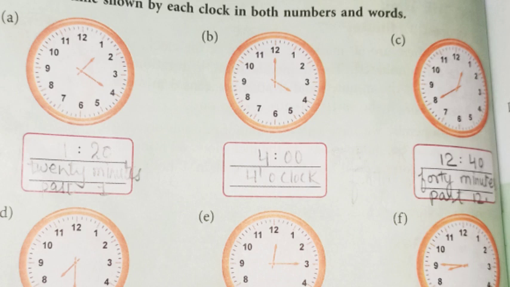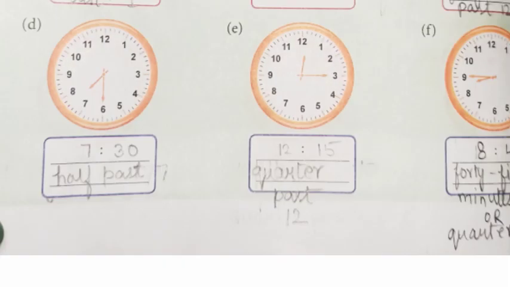The next part is 12:40. You can see your hour hand is between 12 and 1, so we will consider it 12. Okay, and your minute hand is at 8. That means 5 8s are 40. 12:40. How will we write it another way? We will write 40 minutes past 12. Okay, moving to the next part D.